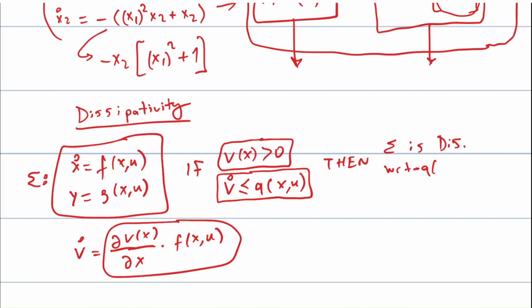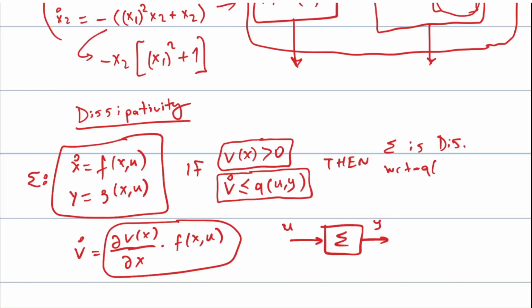Did I make a mistake? I'm sorry, I made a mistake. Wait a sec, it's not x comma u. You can say x comma u in a way, because u is a function of x. But let me not justify what I did. So this is your storage function and this is your supply rate function. Let's think of sigma as a non-autonomous system, and you will supply some input u and you will get y.